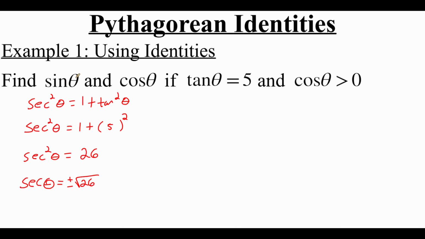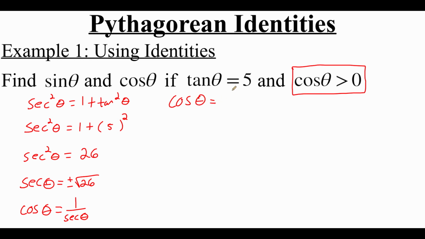Now we were asked to find the sine and the cosine, but I can actually use this secant to help me out because one of the reciprocal identities that we talked about said that the cosine of theta is equal to 1 over the secant of theta. Now we just figured out that secant of theta was either plus or minus the square root of 26. Earlier, we said that we wanted the cosine value to be greater than 0, meaning positive. So as far as these roots go, I'm going to ignore the negative root and only focus on the positive root. So my cosine of theta is going to be 1 over the positive square root of 26. Now I could clean this up and rationalize this and end up getting the square root of 26 over 26 as my answer.